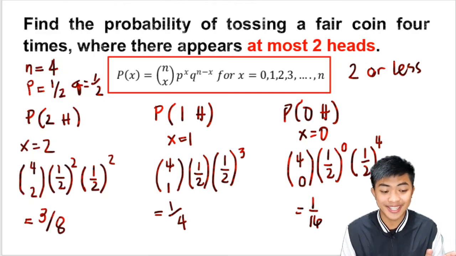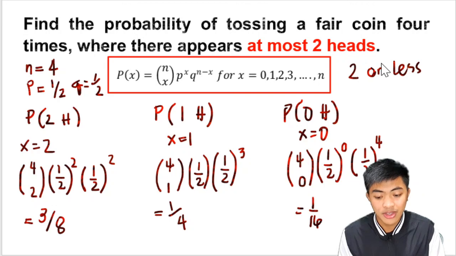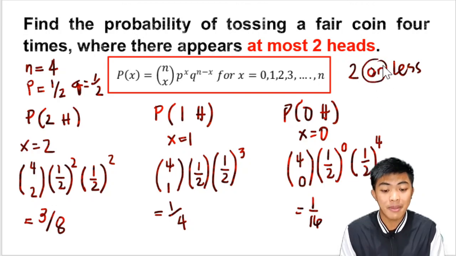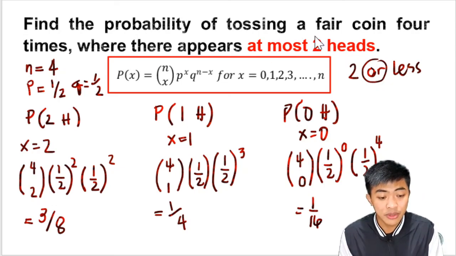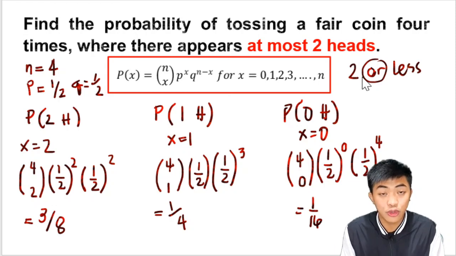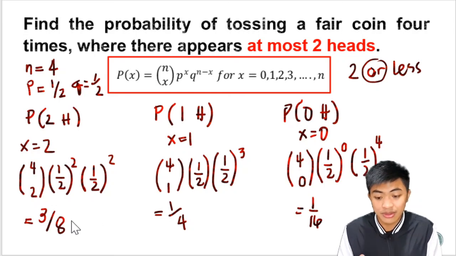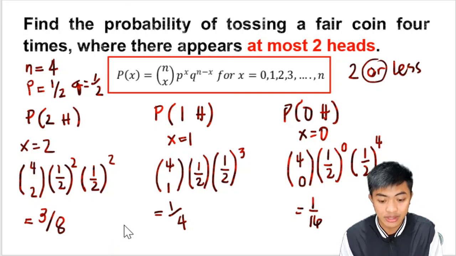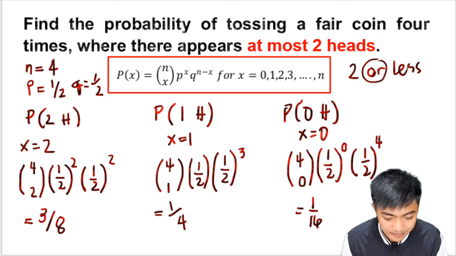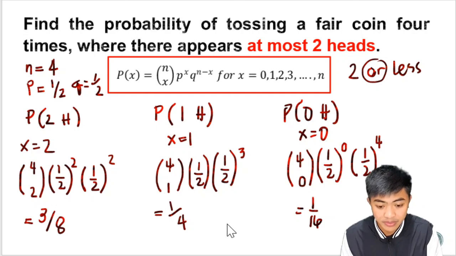Well, actually not yet. Kasi i-add pa natin yung mga probabilities na yan. So in mathematics, if you encounter or, yung conjunction na or na yan, kapag may ganyan sa problem, that means addition ang involved. Sinabi dito na at most 2 heads, and at most 2 heads, it means 2 or less. We are going to add the probabilities. So i-add natin yung 3/8 plus 1/4 plus 1 over 16. Yun ang magiging final answer. So, calculator ko na siya. The final answer here is 11 over 16.